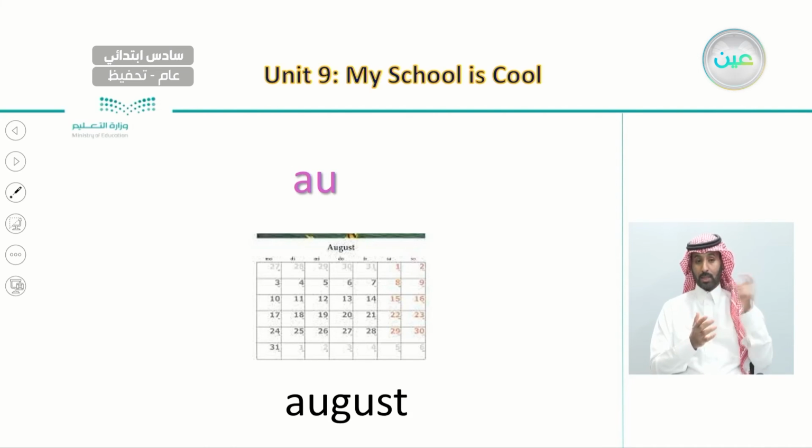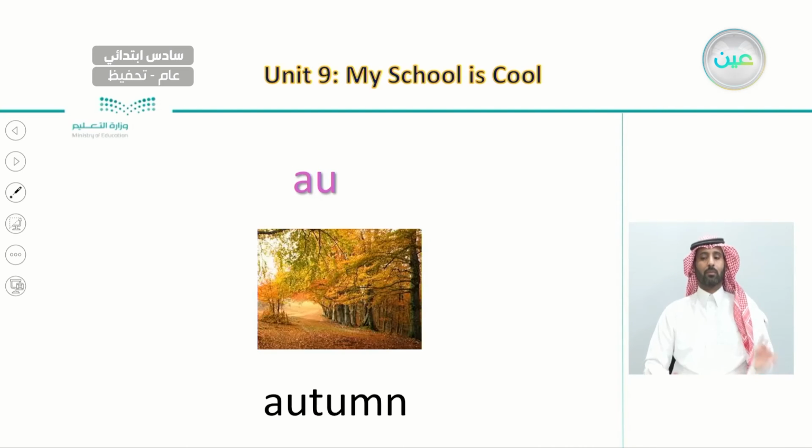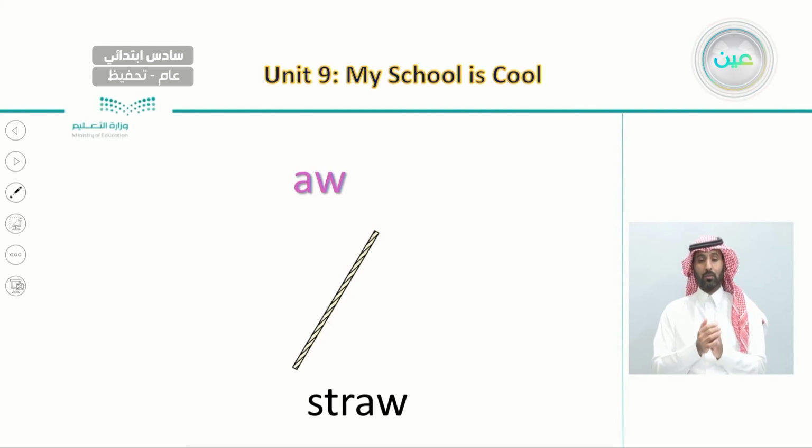Also, another word that has the A and U, which is August. August. So here we have the AU sound. Next we have autumn. Autumn. That starts with A and U. And also the other word here that has the sound of A and W, like straw.